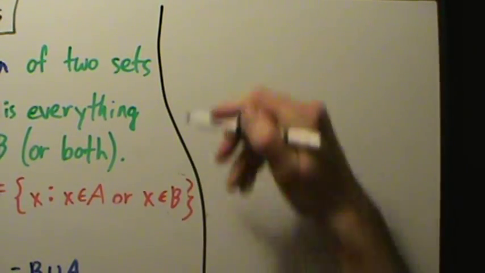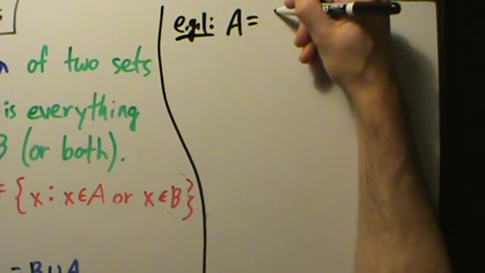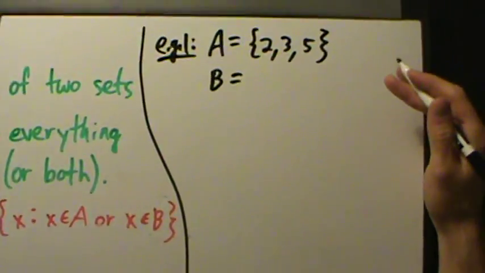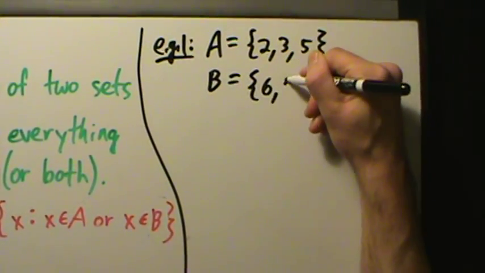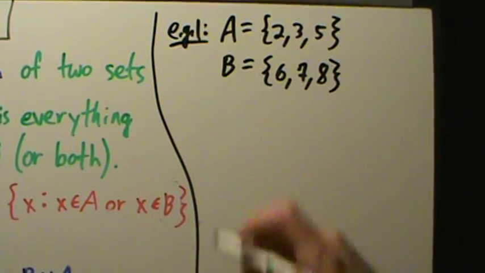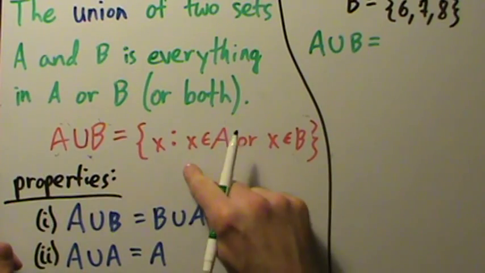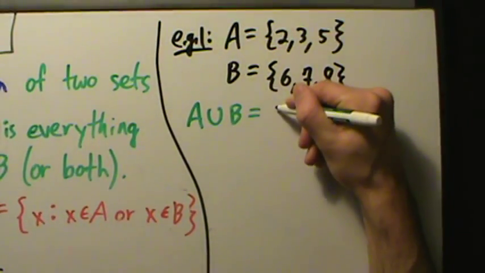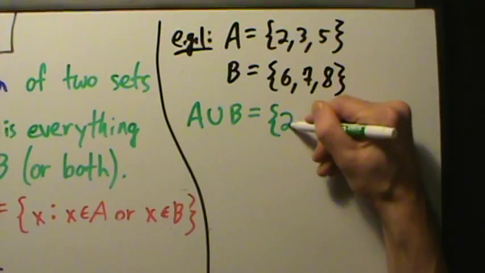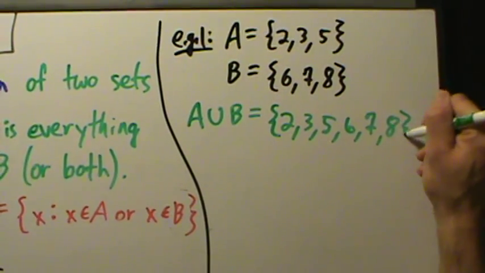So we'll block off some space. Example 1, let's say we have A equals {2, 3, 5}, and B equals {6, 7, 8}. Then what's A union B? Remember, A union B is the set of all x such that x is in A or x is in B. So A union B is going to be everything that's in A and everything that's in B. That's all it's going to be. So what's in A? 2, 3, 5. What's in B? 6, 7, 8. And that's really all there is to it.